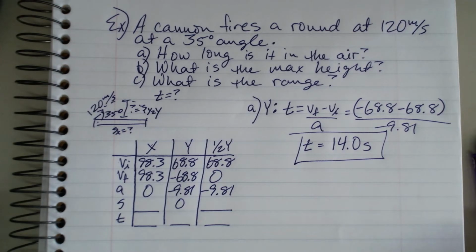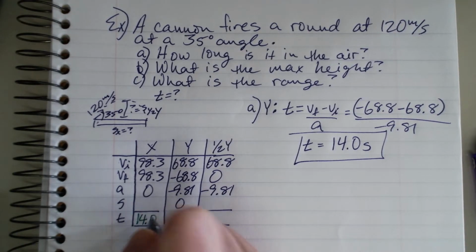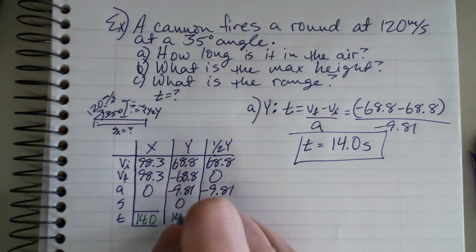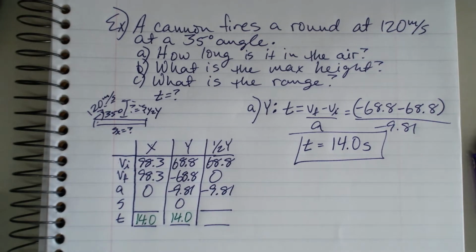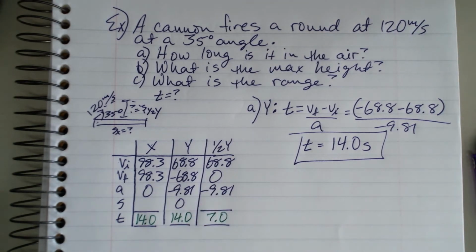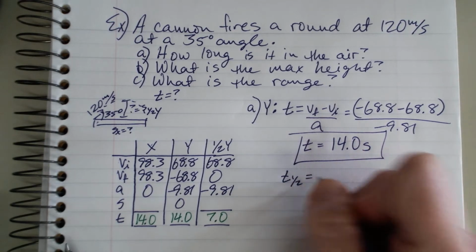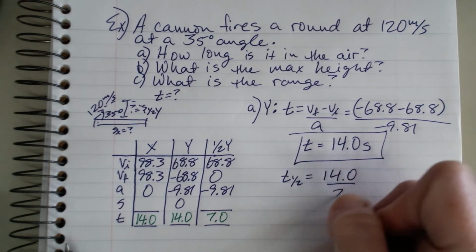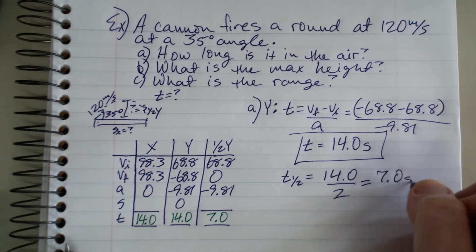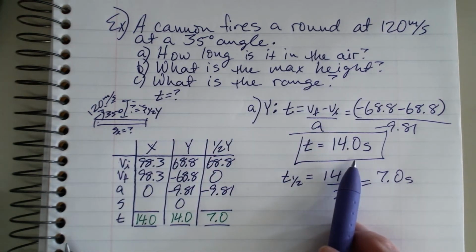So I'm going to put that in my chart. My time in the X is 14.0 seconds because it's the same as the time in my Y. But my time in my half Y is going to be half of that time, so it'd be 7 seconds. Why? Because t in the half Y is 14.0 over 2, which is 7.0 seconds. I wanted the total time, though. I said, how long is it in the air? That's the total time.